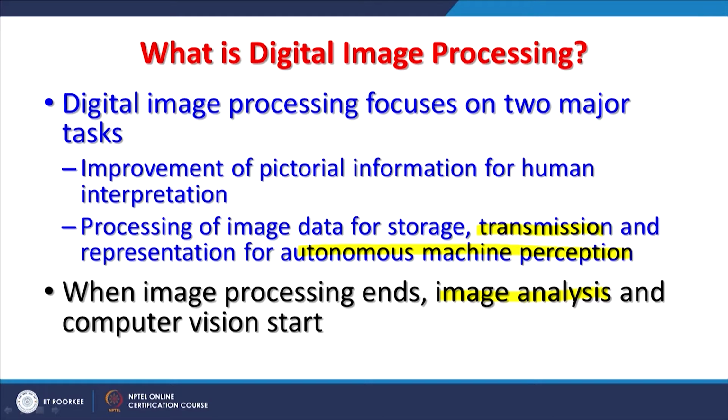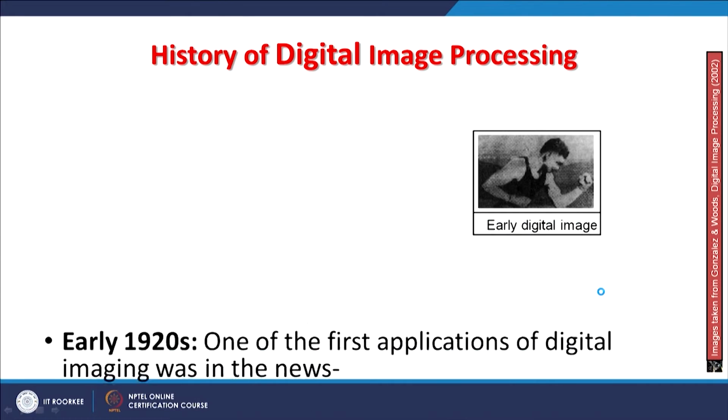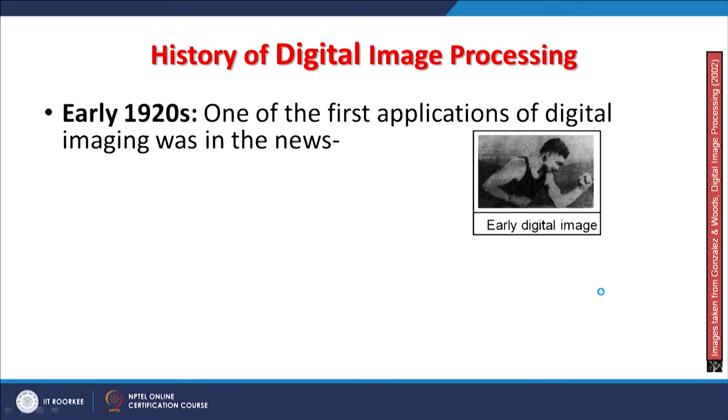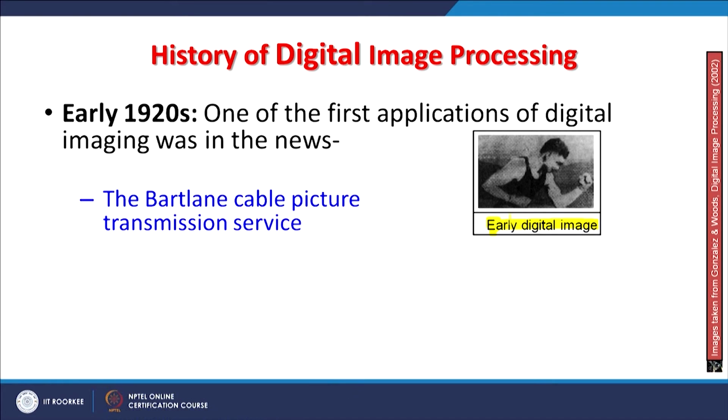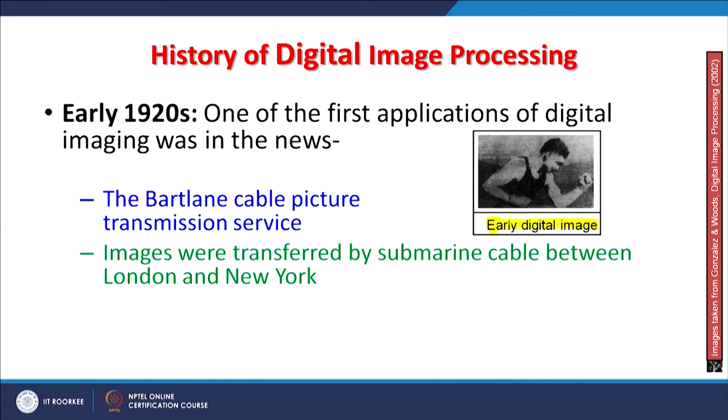So basically initially some simple tasks are performed in image processing. If I take the very early examples, which are not images from the satellites but photographs, after scanning these have become digital photographs. So in the early 1920s, one of the first applications of digital imaging was in the news. The early digital image was there in the 1920s, the Bartlane cable picture transmission service.